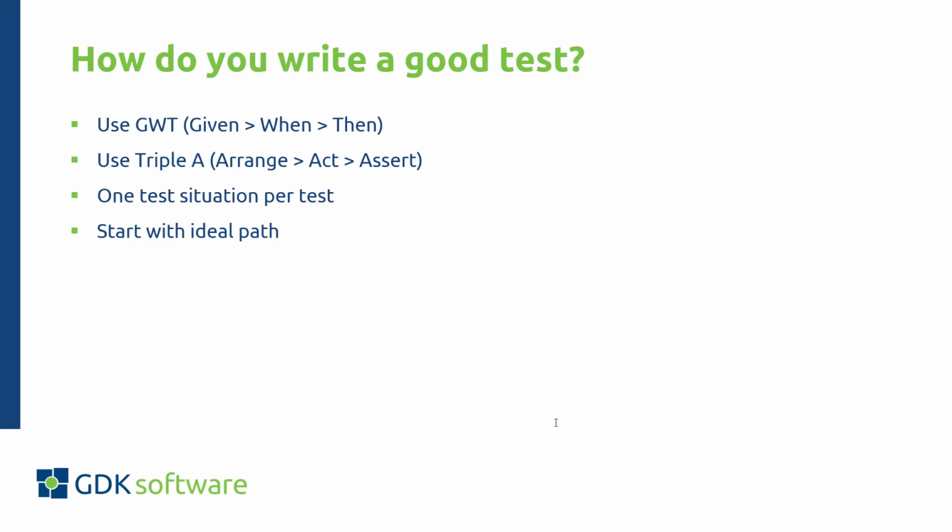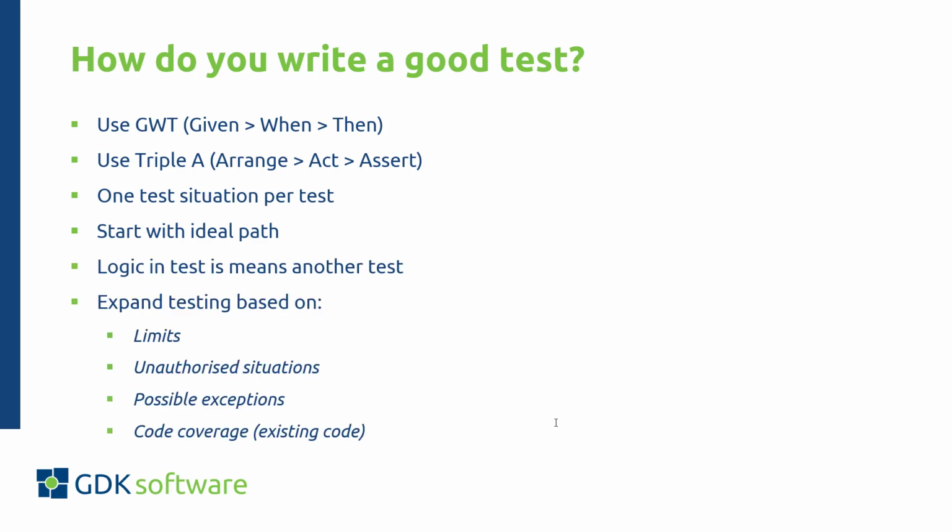The best you can do is start with testing the ideal path. So don't think too much about exceptions or borders or limitations. Just go, okay, if everything goes fine, the data is delivered fine, etc. What's then the ideal path to fulfill this requirement? That's the easiest method to start with tests. And after that, you can expand your tests based on limitations, unauthorized situations, exceptions, or there is existing code, maybe you want to cover more of the code.